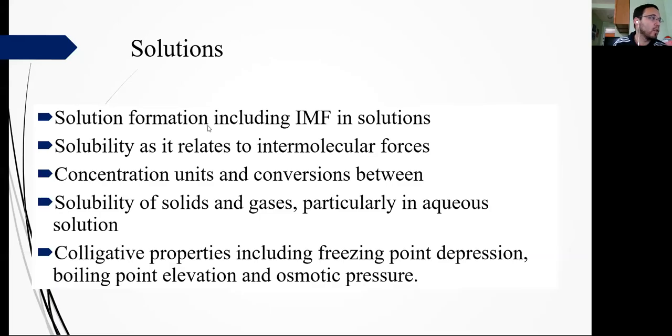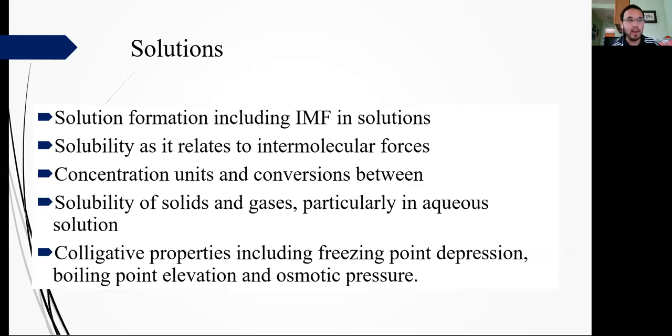All right. So for solutions, what we're looking for is that you know your intermolecular forces and how that forms with your solutions. We should get this idea about solubility and how that's tied in to our intermolecular forces. We have our concentration units, solubility of solids and gases, and then colligative properties.